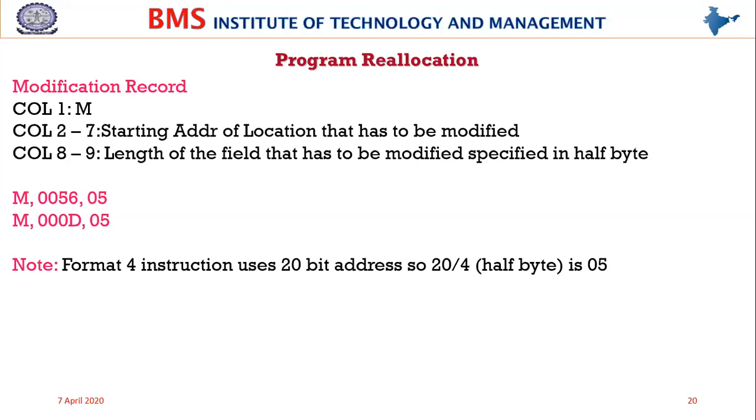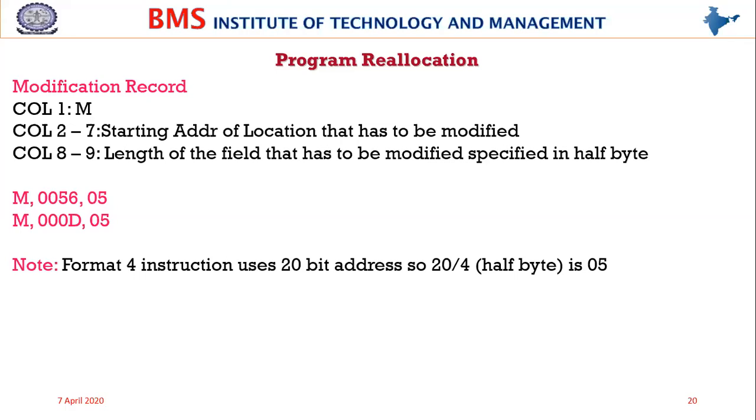So if at all I need to write that way, I should write M modification record 0056. That is the address of your operand. 5, that 5 half bytes need to be changed, and then the next 20 bits need to be changed. Plus, I should write the load address. Load address is what? As we have assumed, it is 3000. Load address is 3000. So like this way, we can specify.